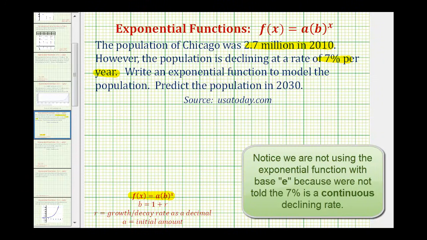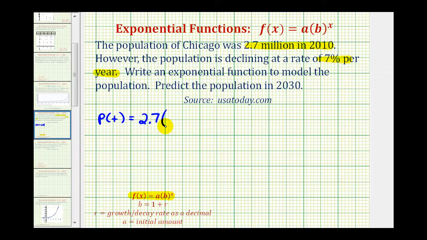Because our function is going to model the population in terms of years, we're going to write a function p in terms of t. It's going to be equal to the initial or starting amount, which is 2.7 million, so 2.7 times 1 plus r, where r is equal to 7%, but because the population is declining, this is going to be negative 7%. So as a decimal, this will be negative 0.07. So we'll have 1 plus negative 0.07 raised to the power of t.